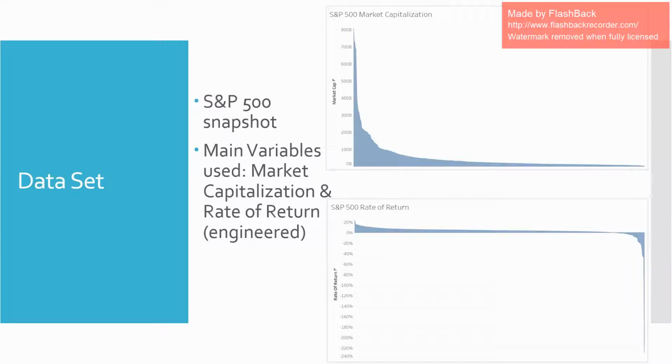The charts here show the distribution of market capitalization and rate of return by company. So you can see market capitalization quickly tailed off around 100 billion, so most companies are underneath that. And rate of return is mostly positive. There was one outlier that you can see. It had a negative 228% rate of return, but I just left that in for the training of this algorithm.